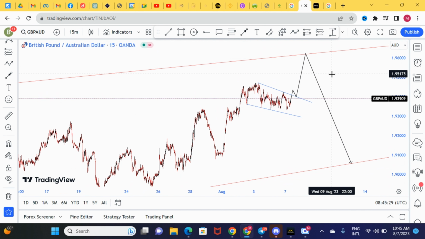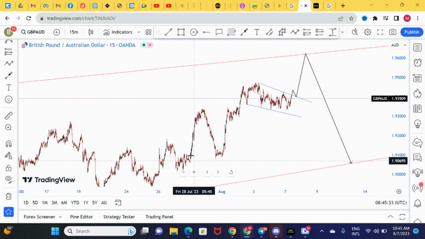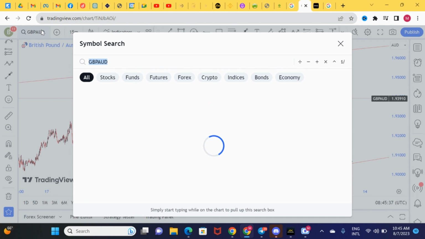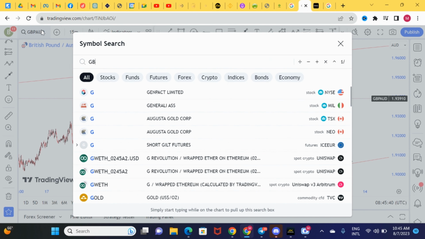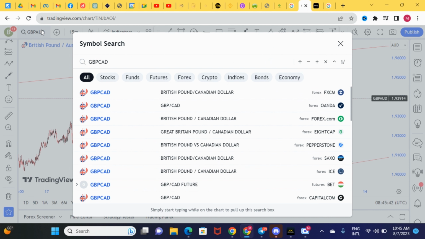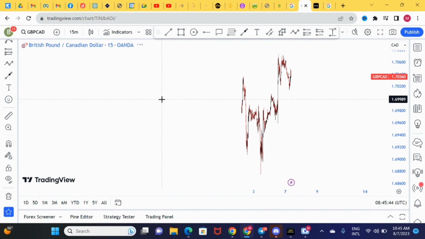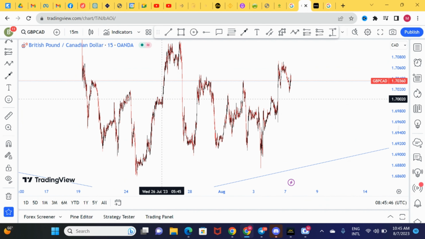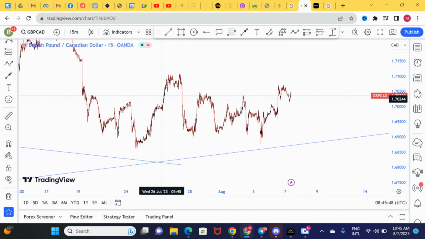even GBPAUD. This one looks good, following the rules of trading. So let's look at GBPCAD. GBPCAD, right? So GBPCAD, what are we able to see? So it's GBPCAD, ladies and gentlemen. What I'm seeing is one.